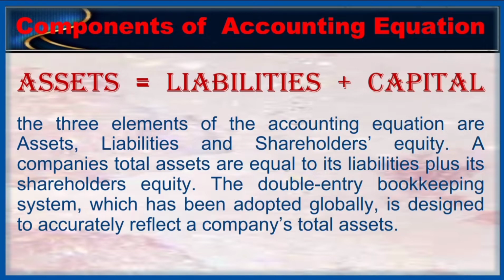Components of accounting equation. Number 1, assets, number 2, liabilities, and number 3, capital. The three elements of the accounting equation are assets, liabilities, and capital or shareholders' equity. A company's total assets are equal to its liabilities plus its shareholder equity. The double entry bookkeeping system, which has been adopted globally, is designed to accurately reflect a company's total assets.